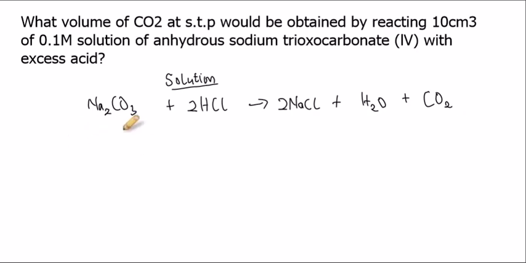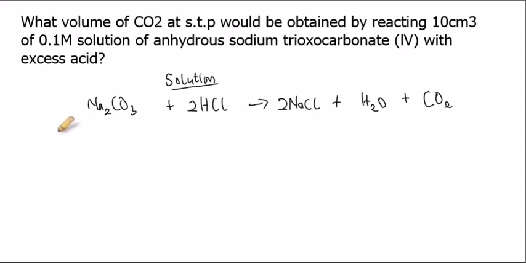We need to determine the moles of anhydrous sodium trioxocarbonate 4 according to the data given in the question above. Then with that, we can determine the moles of carbon dioxide and proceed to calculate the volume that will be produced at s.t.p. So let's proceed. To get the number of moles of anhydrous sodium trioxocarbonate 4, we'll be using the formula that says molarity equals moles over volume. If the volume is in dm cube, we'll apply it like that. But if it is in centimeter cube, we'll be multiplying by 1000. That is, we are converting dm cube, which is the standard unit, to centimeter cube. And from there, we'll make moles the subject.